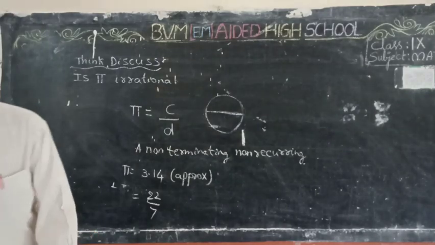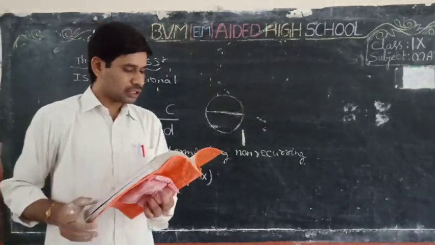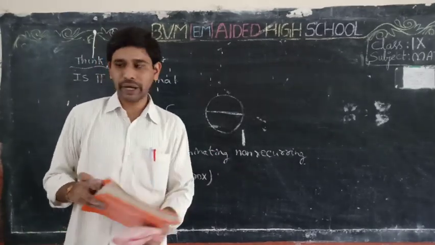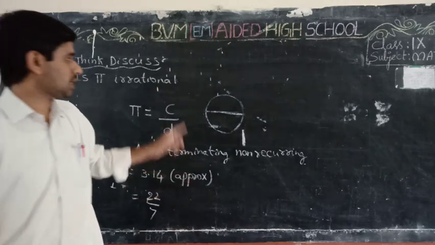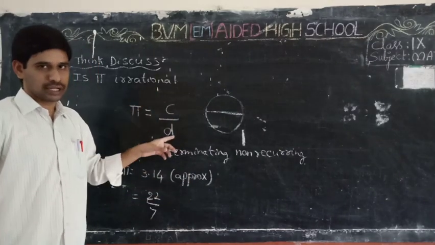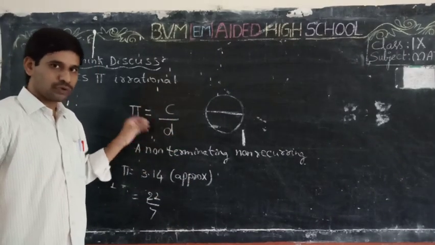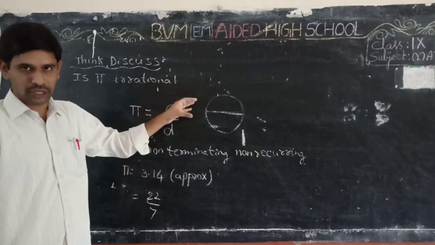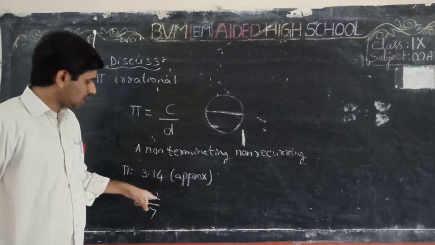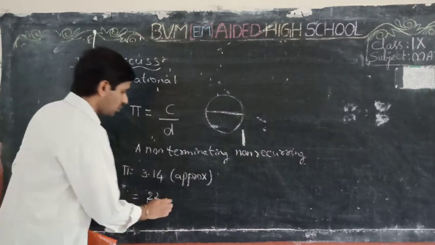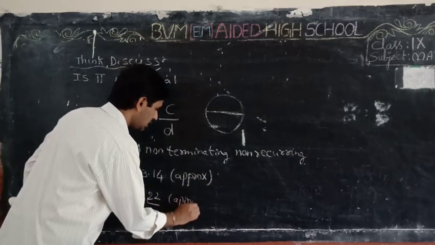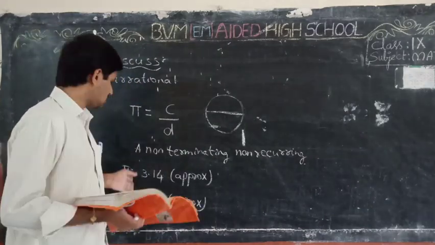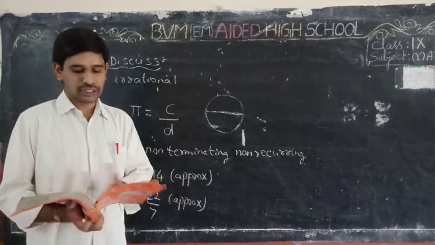irrational number. So in the textbook, page number 10, you can find to know about pi. So pi is a ratio between circumference and diameter of a circle. If you divide these two, we get a non-terminating, non-recurring decimal. So it is an irrational number. Pi is not a rational number, but 22/7 or 3.14 are approximate values, that means nearest values to solve the problems, to find the circumference of the circle or area of the circle.